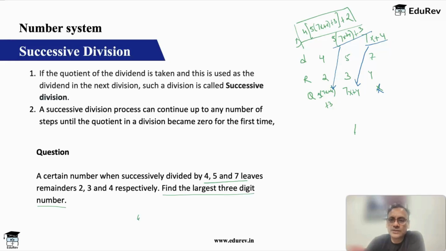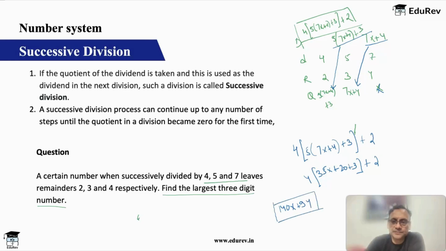So finally what I have got is 4 into 5 into 7x plus 4 plus 3 plus 2. Okay, if I open this, 35x plus 20 plus 3 into 4 plus 2, or it is 140x plus 20 plus 3 is 23, 23 into 4 is 92, 92 plus 2 is 94. This is my answer. Okay, 140x plus 94. And again, it will not give you one answer, but it will give you multiple answers.